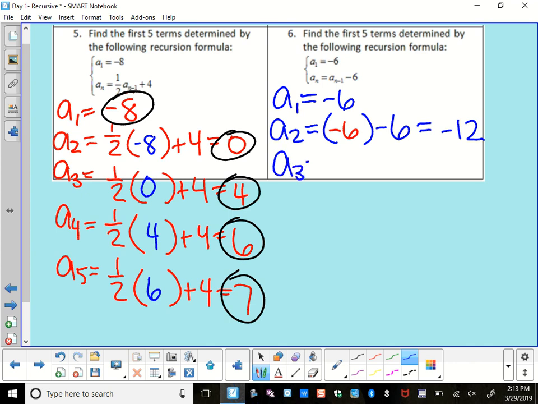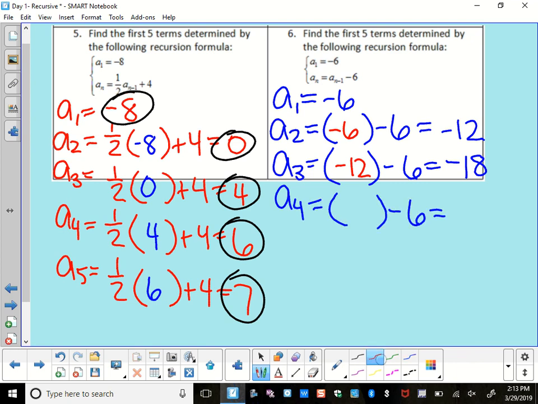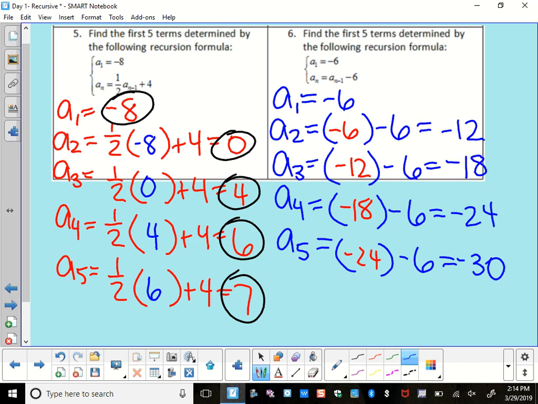For your third term, you need your previous term minus 6. So what's -12 minus 6? Good, -18. Your fourth term, your previous term was -18. Minus 6 gives me -24. And my fifth term, your previous term minus 6, so you should get -30. So for your answers, you should get -6, -12, -18, -24, and -30.